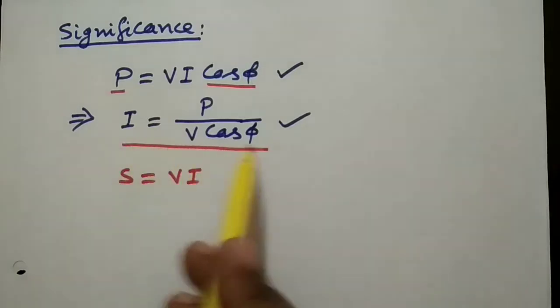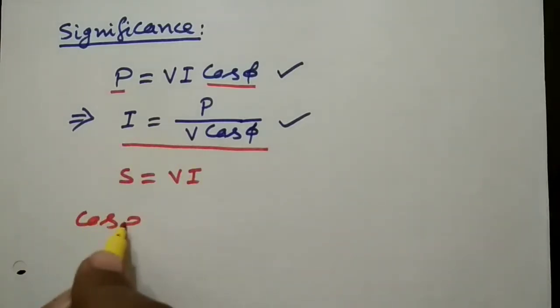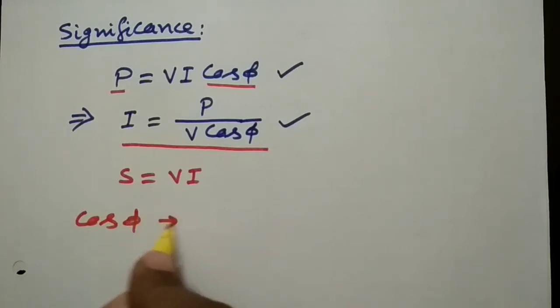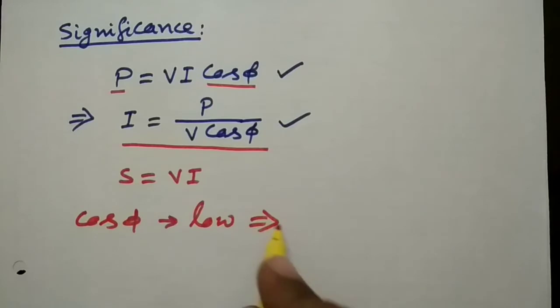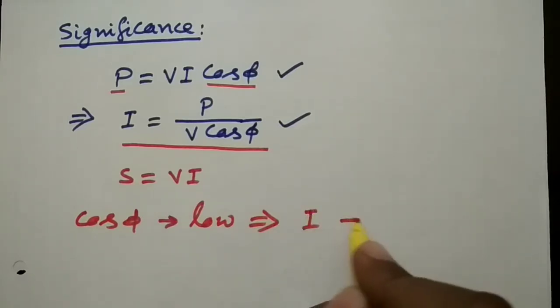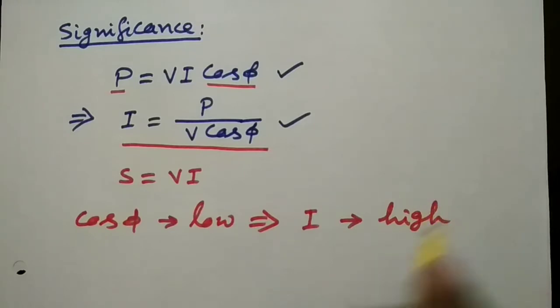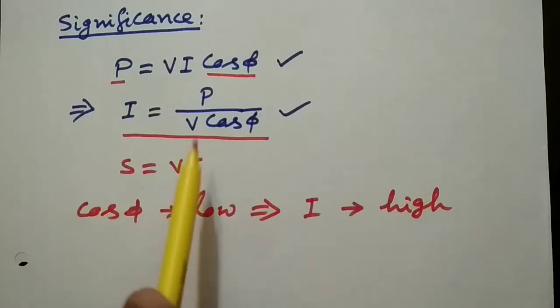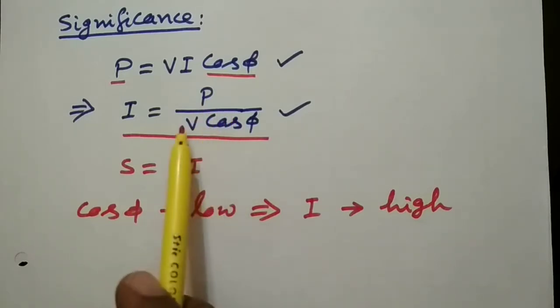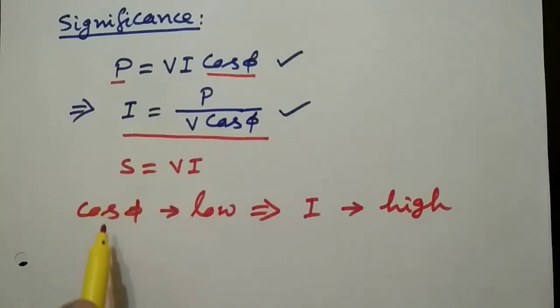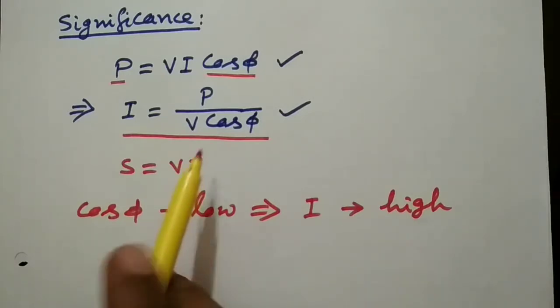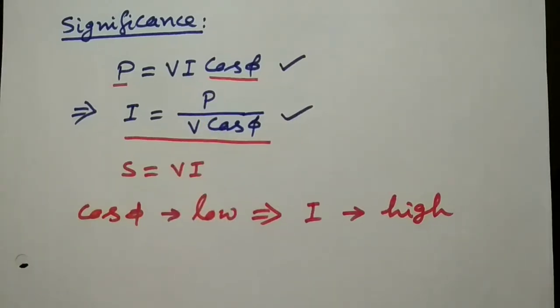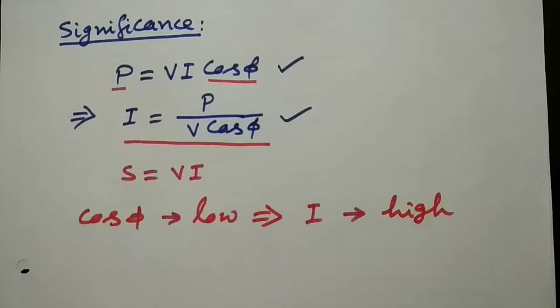So from the second relation we can say that if the power factor becomes low, the current of the circuit will be high, and vice versa. That means if the amount of power is constant and the supply voltage is constant, then the power factor will decide how much current will be drawn from the supply for this particular load. So this is the significance of the power factor.